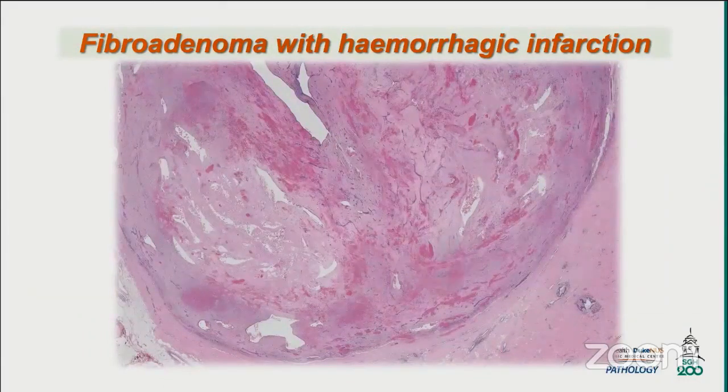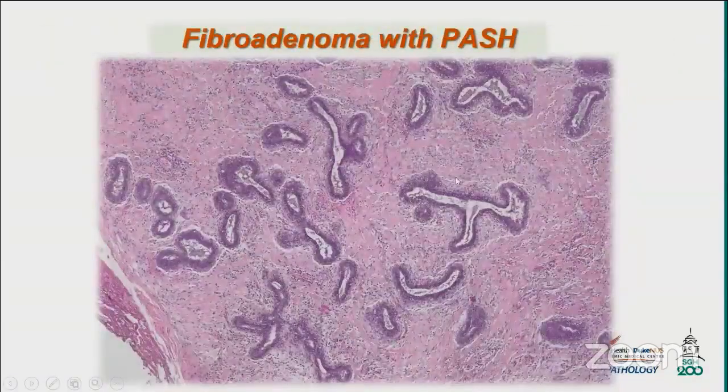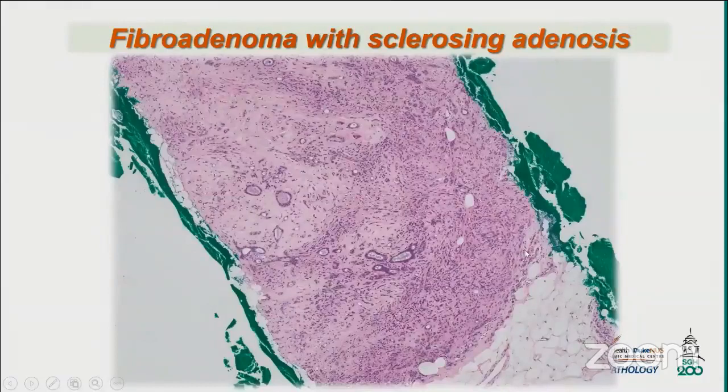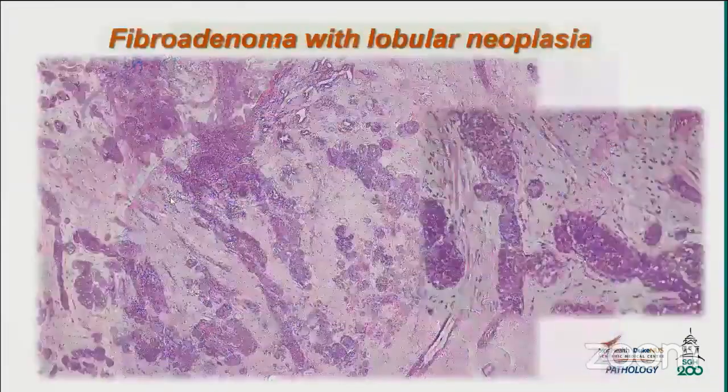An illustration of a fibroadenoma with areas of hemorrhagic infarction that can be seen over here. Note the well-defined and circumscribed boundary. Stromal multinucleated cells, as depicted here, can be seen. Pseudoangiomatous stromal hyperplasia within a fibroadenoma, represented by these slit-like spaces. A fibroadenoma with sclerosing adenosis on core biopsy, which may mimic an invasive process. Ductal carcinoma in situ of cribriform pattern within the confines of a fibroadenoma.